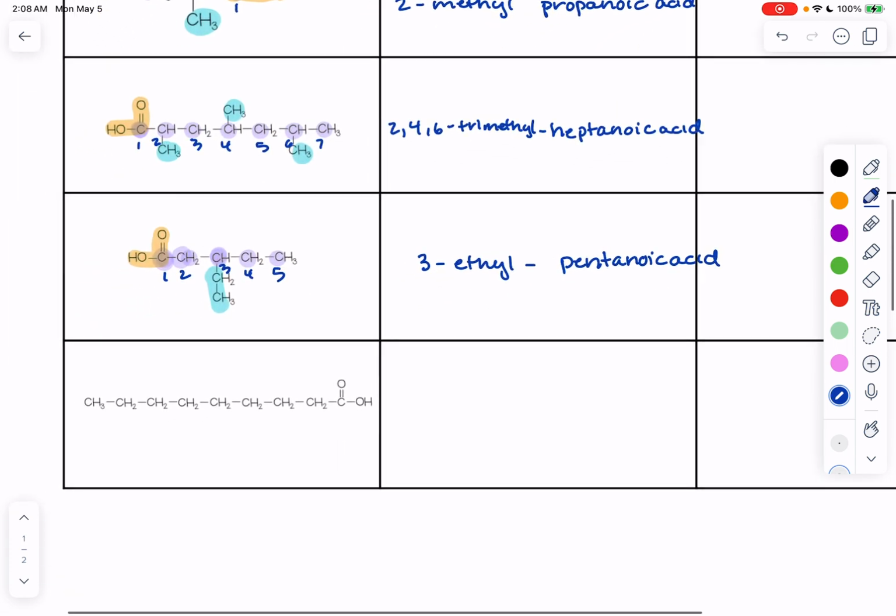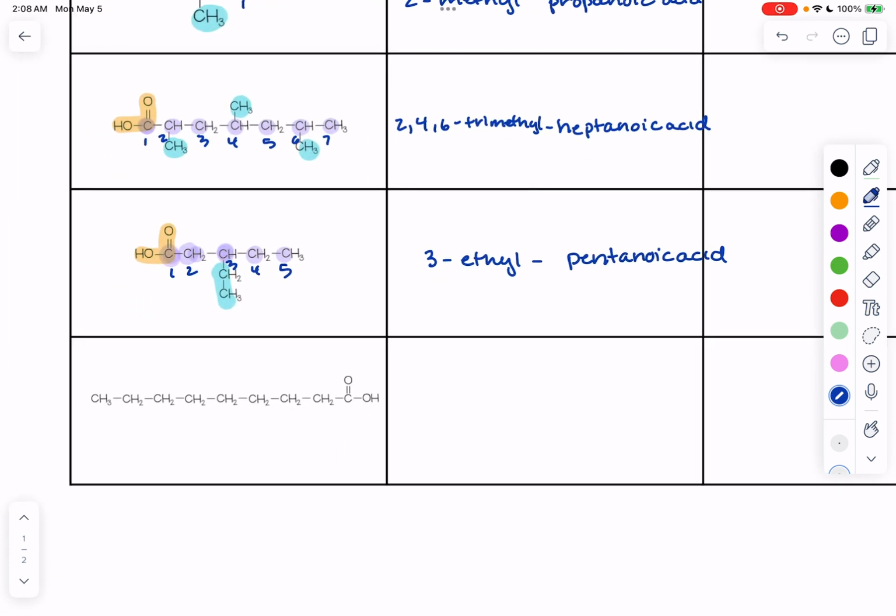All right. We'll do the last one. The last one, we have to start down here because that's where our carboxylic acid group is. All right, so 1, 2, 3, 4, 5, 6, 7, 8, 9. That one's easy. There's nothing else hanging off of it, so it's nonanoic acid. Nonanoic acid. All right, you can now do your homework.